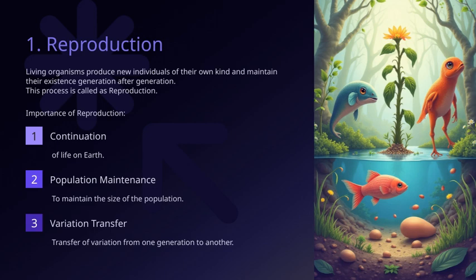And this whole process of producing new individuals is what we call reproduction. It's a fundamental concept because it links directly to the survival and continuity of species. So, to sum up, reproduction is key not just for individual organisms, but also for the stability and evolution of life on our planet.